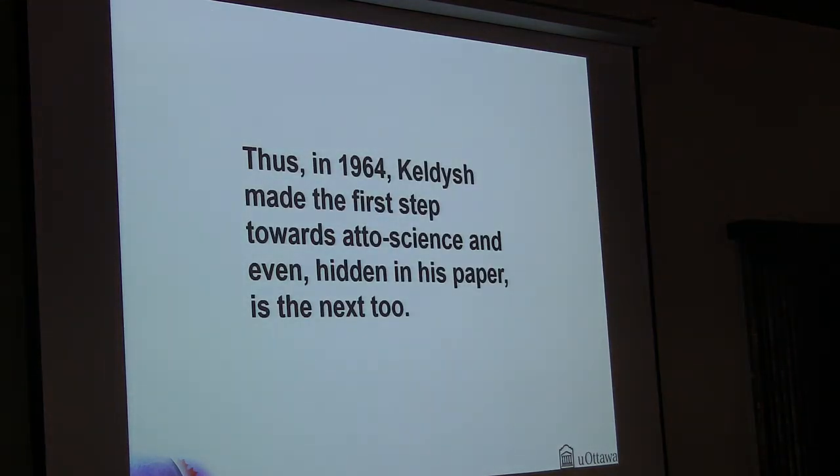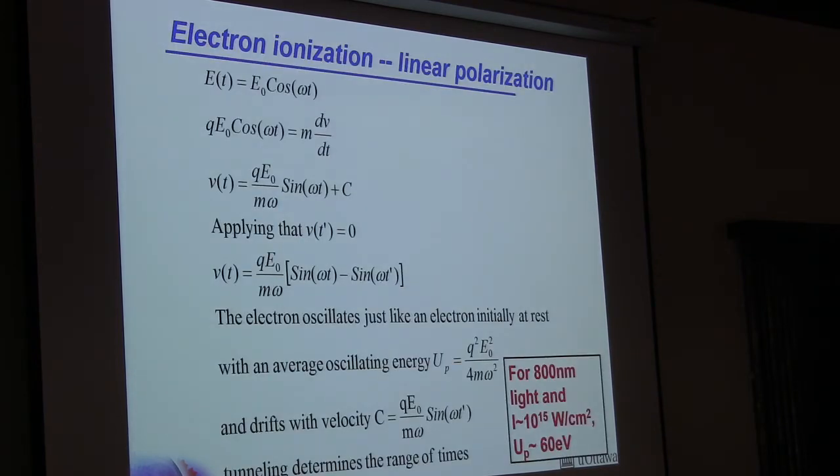So, thus in 1964 he made the first step towards attosecond science, I think. And even inside his paper is the second step. He never commented on it. I don't know how much he thought about it. And the second step was to say, what happens to the electron after it's created?